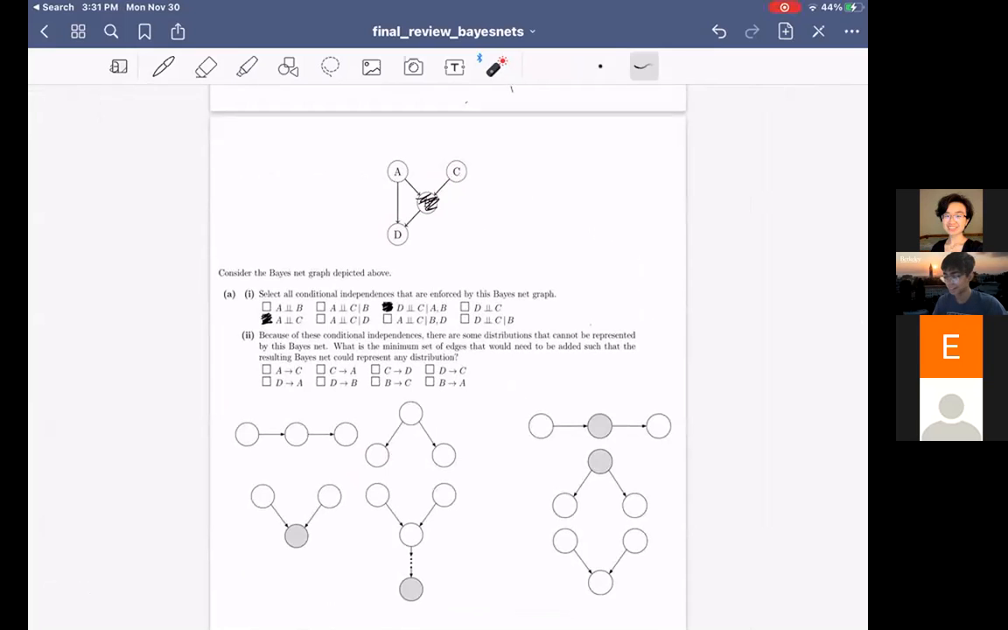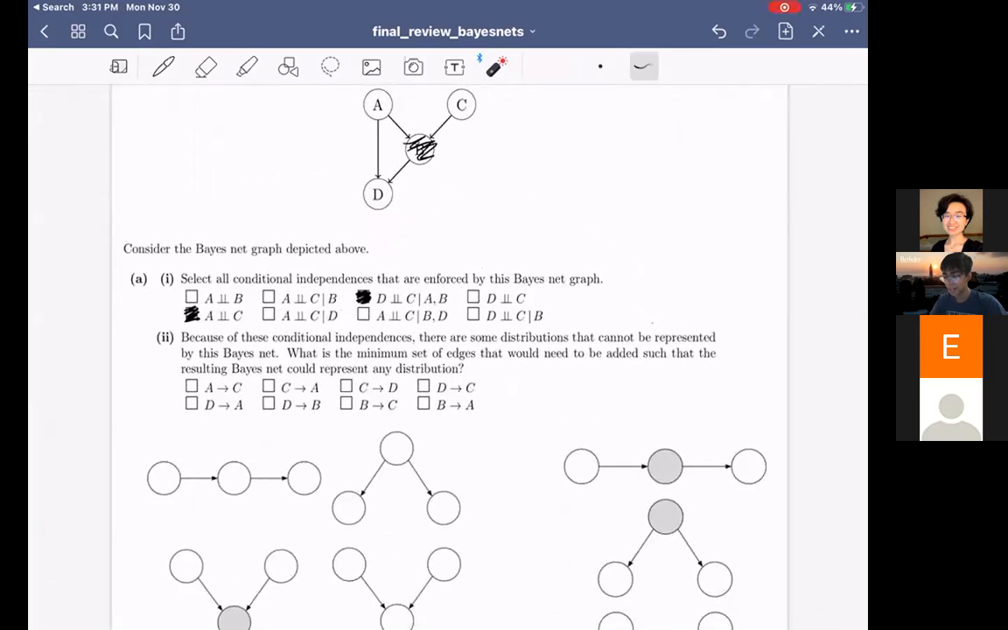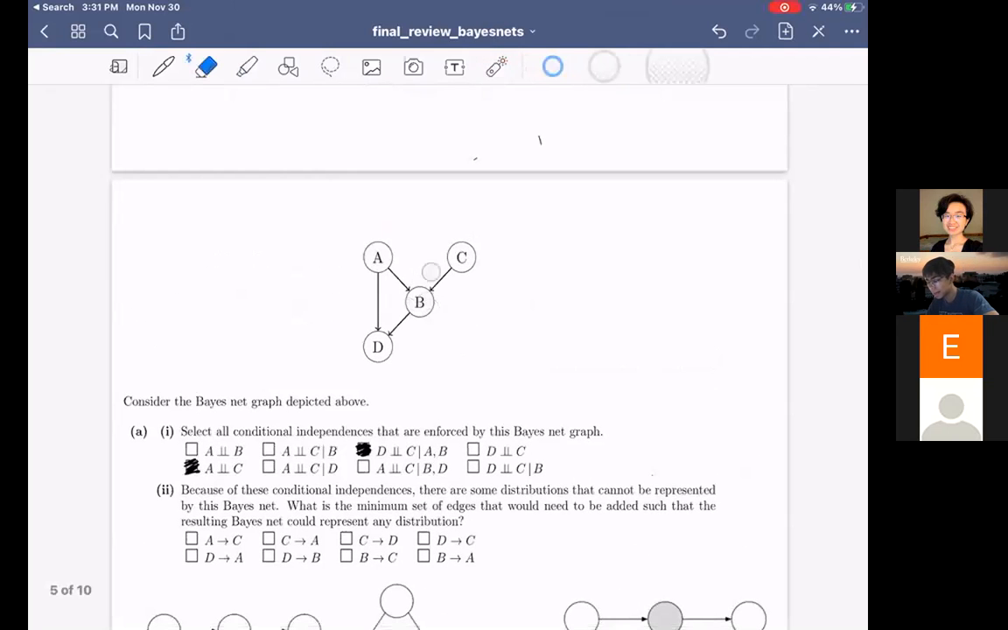Great. All right, let's talk about the next part. What's the minimum set of edges that we need to add such that the resulting Bayes net could represent any distribution? So in this case, the way I thought about this question was: what are the independence assumptions that we make? And the easiest way to see them is by writing out the chain rule. That's what I did. But if someone has other ideas, then feel free to let me know.